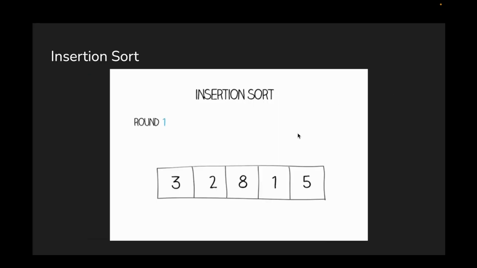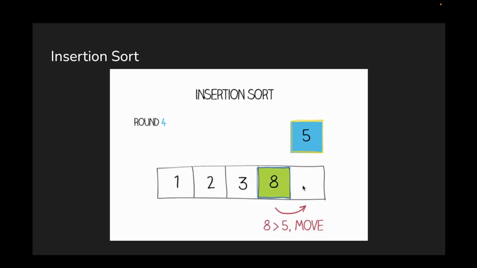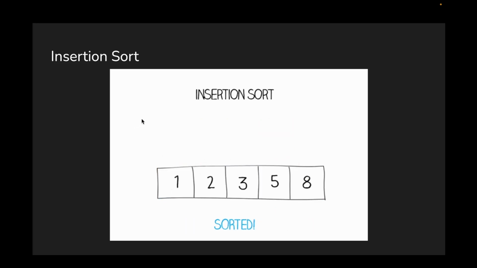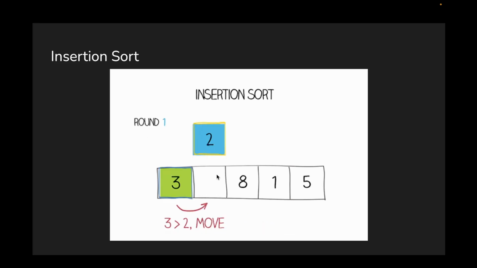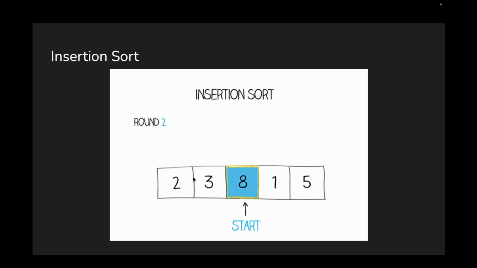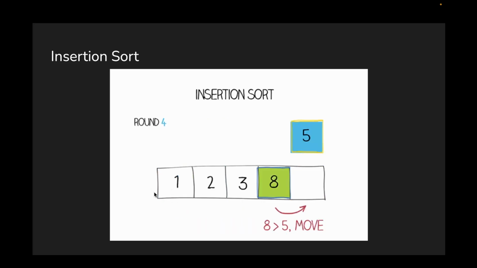So the next one is insertion sort. This one is a bit easier to understand, in my opinion. So we're on the first round. We start at the second element and we assume that the first element is already sorted. Then we move the first element into the positions respective to the first element.